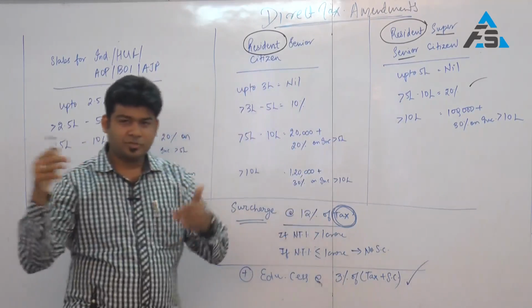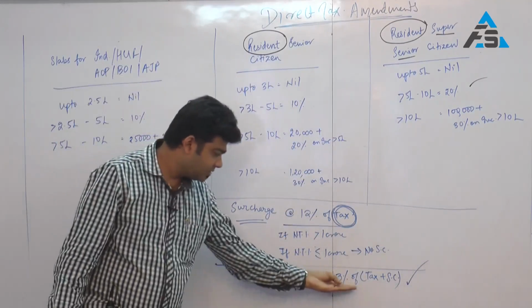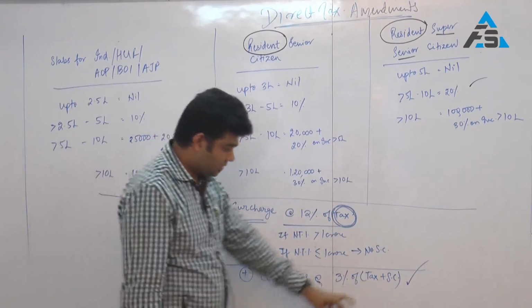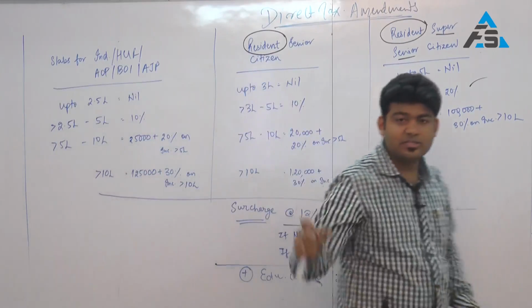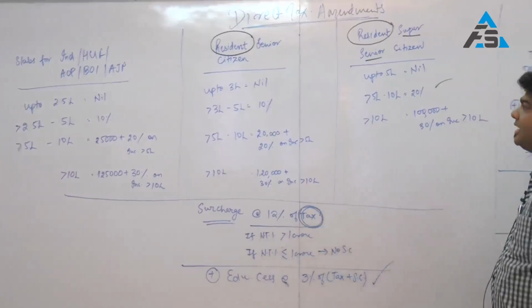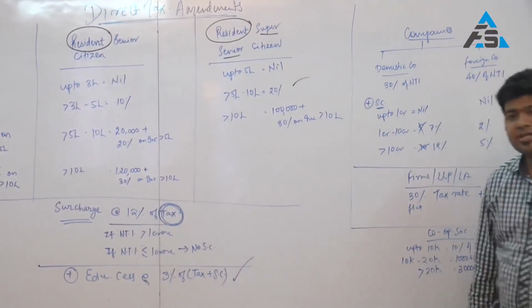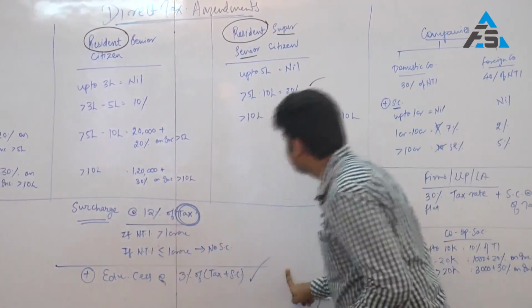There is a bifurcation of 2% and 1%. We will just take the totality. 3% of total tax plus surcharge will be your education cess. This education cess is common, 3% for all the entities for whatever tax plus surcharge that they are going to pay. Something that I am not going to repeat again.